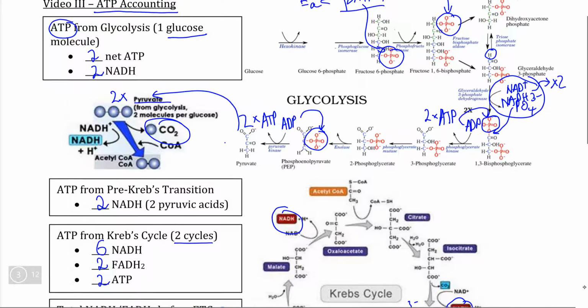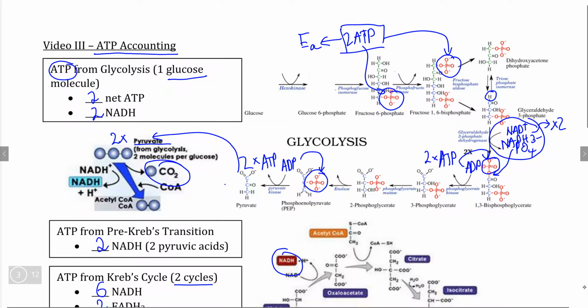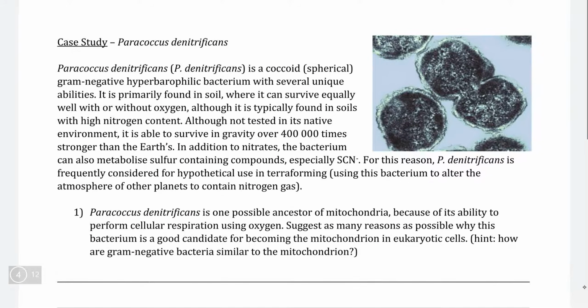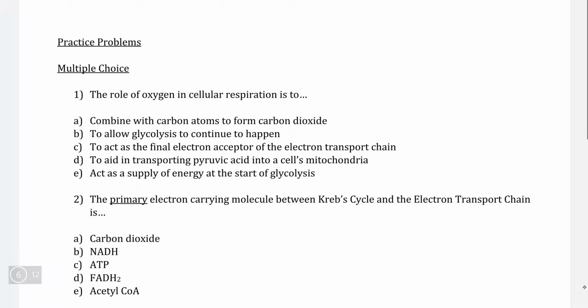This concludes our series, not just on the electron transport chain, but on cellular respiration in general. To test your knowledge, you can take a look at the case study here involving a bacterium that is actually able to do all three stages of cellular respiration, followed by the practice problems that will test your knowledge of all three levels of cellular respiration.